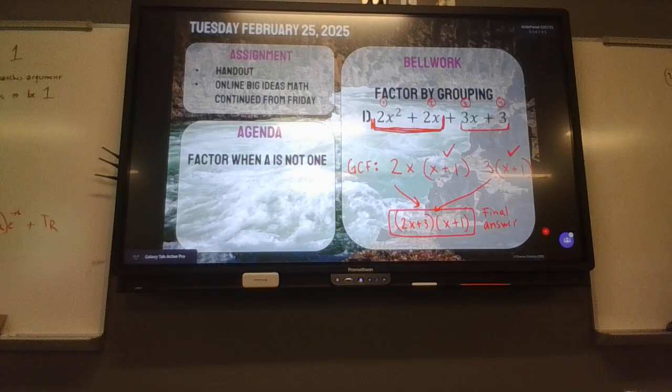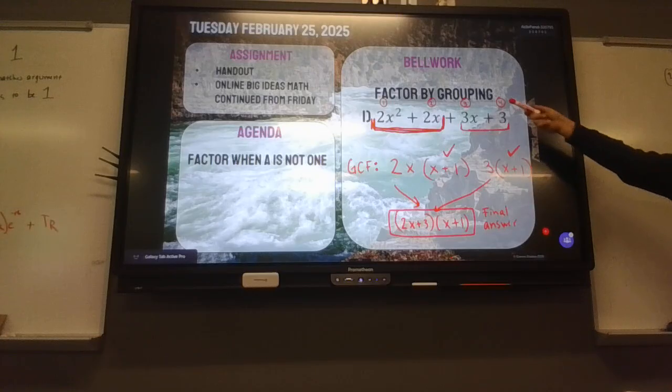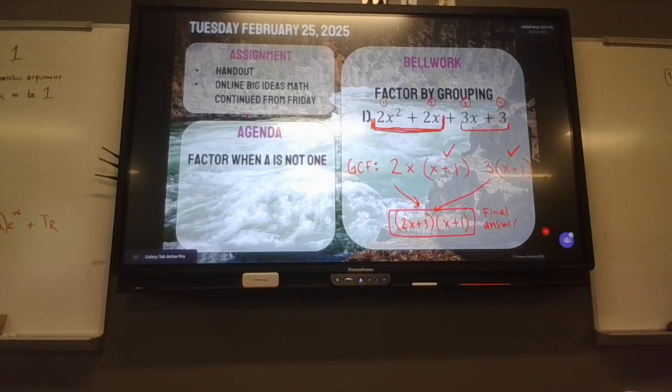Are we doing something on big ideas? 2x squared, 2x, 3x, 3. When I write it out, 2x squared plus 2x plus 3x plus 3. And that's what you guys did yesterday? Yesterday we just did this. We didn't check any of them. But it's nice that you can check it, isn't it? You can check it. In the box method, you get what you started with.